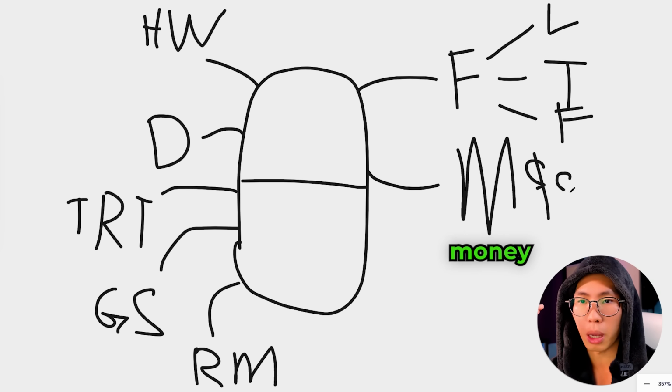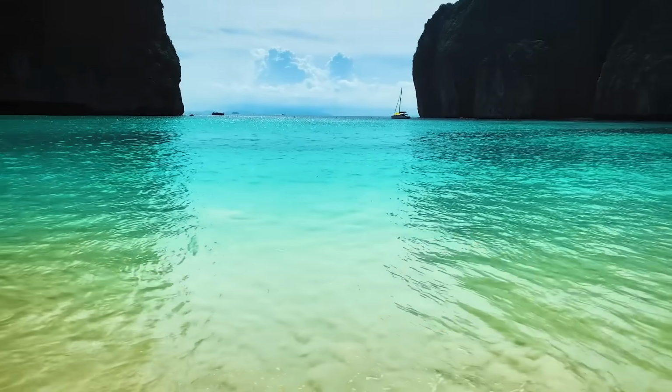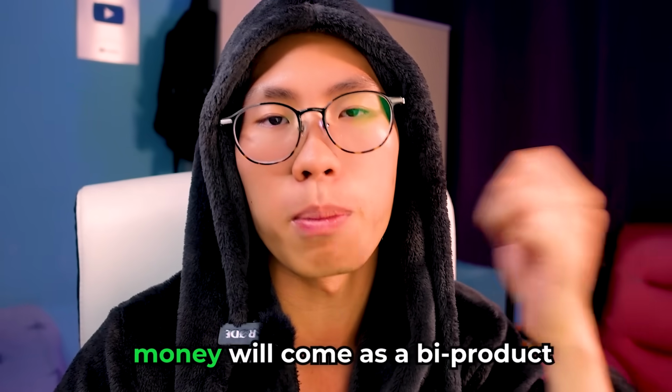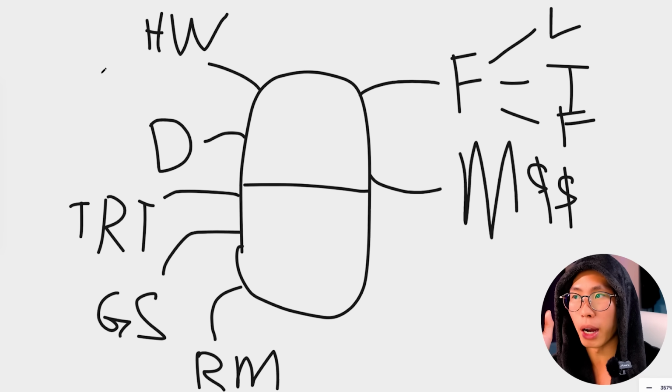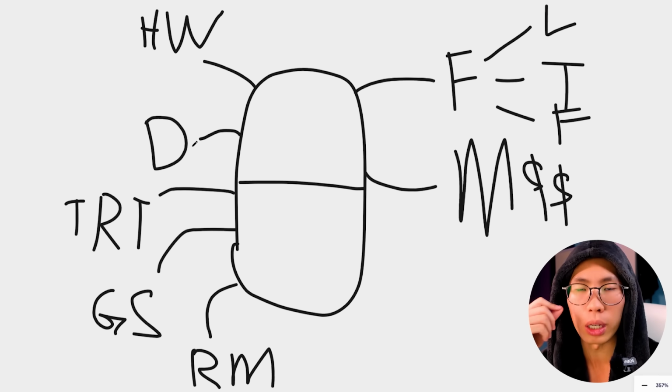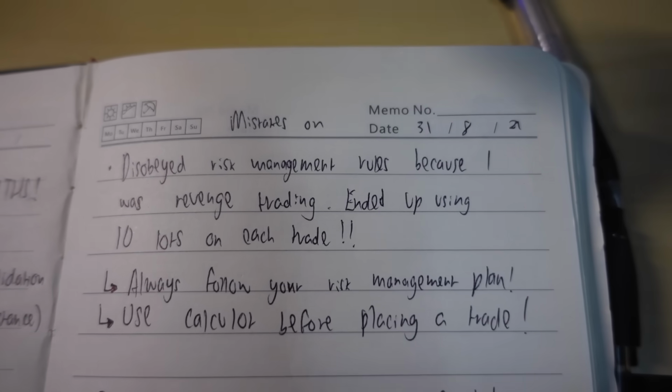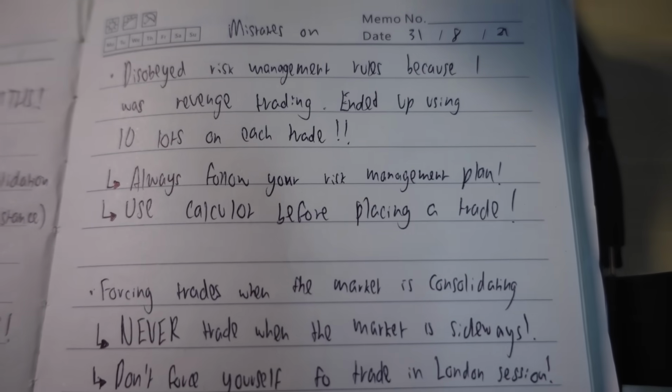Money, ka-ching, baby. So obviously, when you become a successful trader, obviously money will come as a byproduct. You can see I did not list money as one of the ingredients, even though you need money to trade, right? You should never ever focus on making money first. Focus on becoming a better trader and money will come.